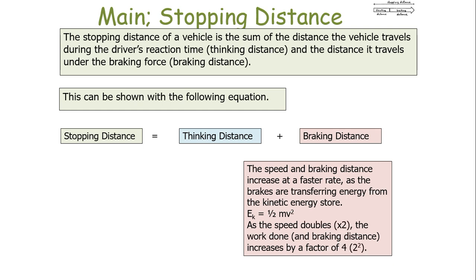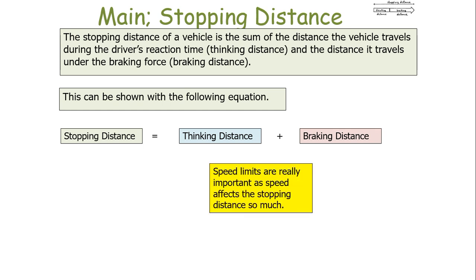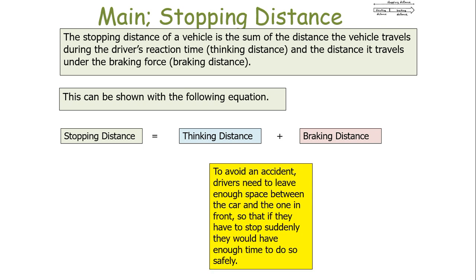What I mean by this is, as the speed doubles, the work done and therefore the braking distance increases by a factor of 4, 2 squared. And again, as the speed triples, the work done and therefore the braking distance increases by a factor of 9, 3 squared. Now, speed limits are really important as the speed affects the stopping distance so much because it affects both the thinking distance and the braking distance.